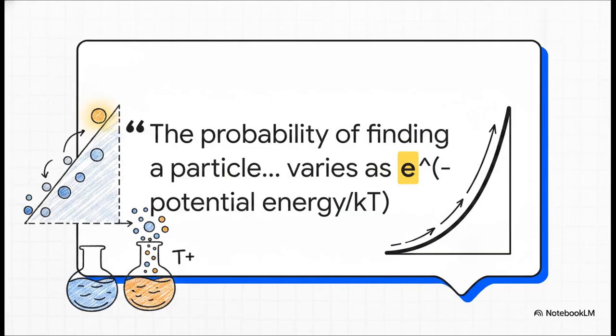And as Richard Feynman famously pointed out, the probability of finding a particle in different places varies as e to the minus potential energy over kT. Okay, I know that sounds like a bit of a mouthful, but simply put, this exponential rule represents the steepness of the energy hill a particle has to climb to break free. And because it's an exponential relationship, even a tiny change in temperature, that T in the equation, drastically alters the odds of a molecule having enough energy to escape. This is exactly why hot water evaporates so much faster than cold water. It's all about the odds.